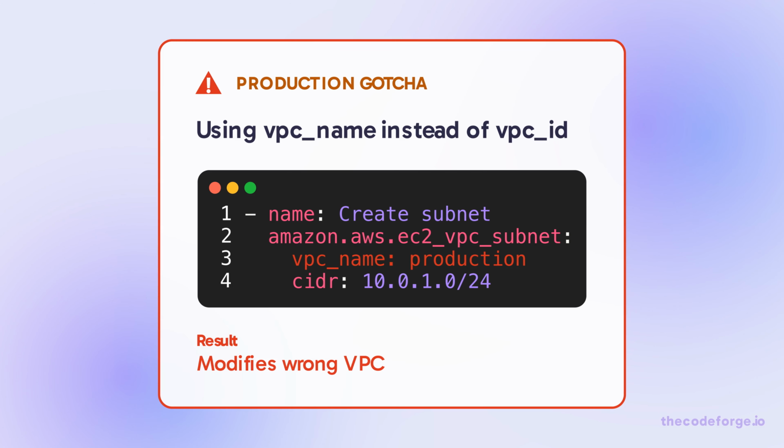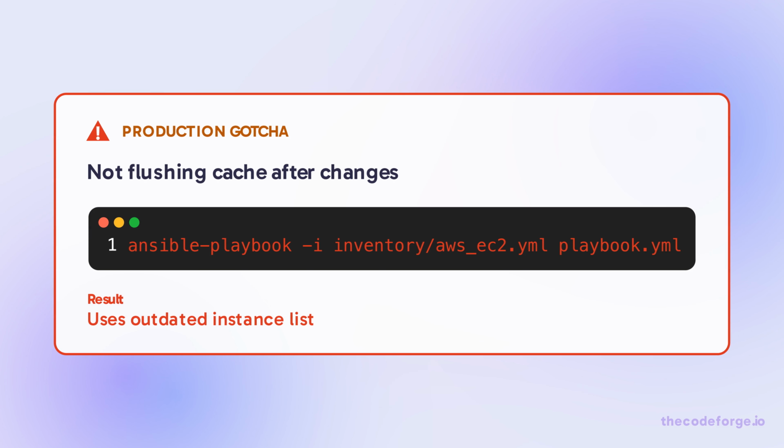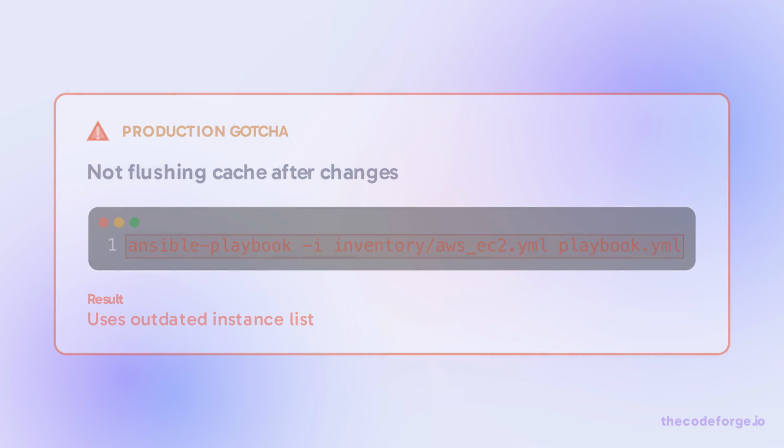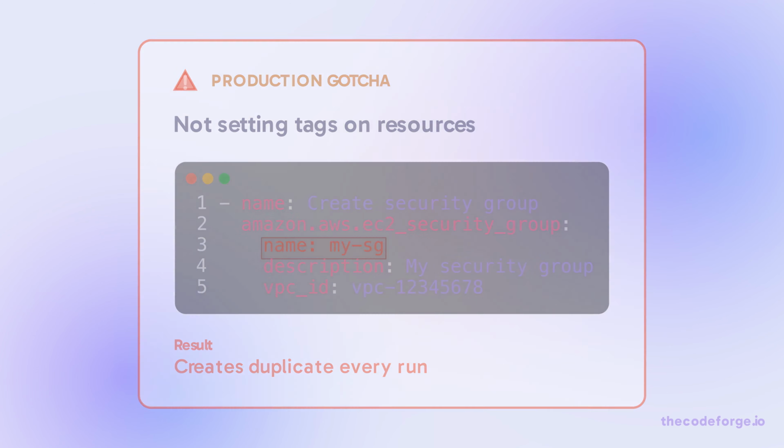If multiple VPCs have the same name, using VPC name can modify the wrong one. Always use vpc_id obtained from ec2_vpc_net_info with filters. The cache can become stale after scaling events. Use flush_cache or meta: refresh_inventory to force a refresh during deployments. Without tags, the module may not find existing resources and create duplicates. Always set tags with a Name key for idempotent identification.